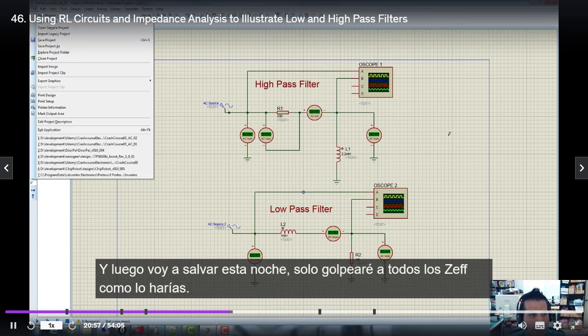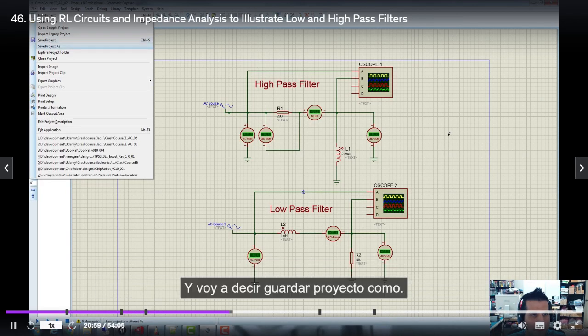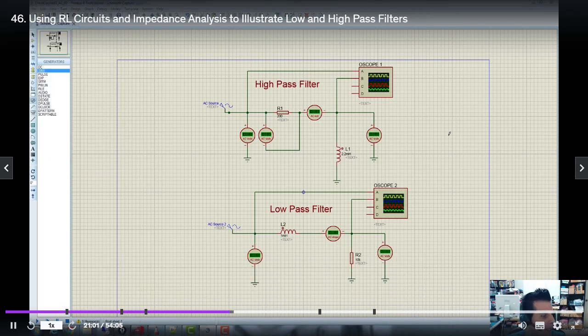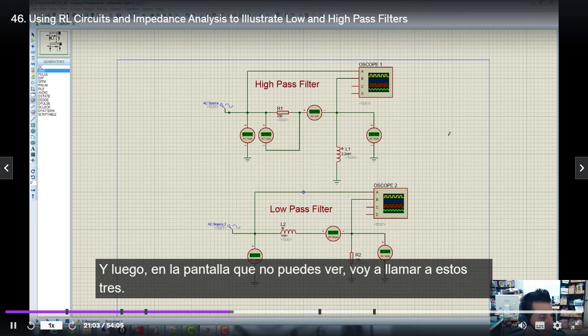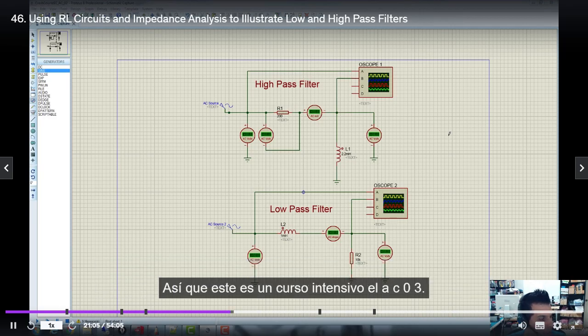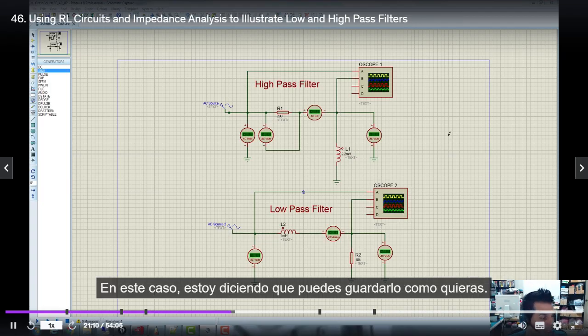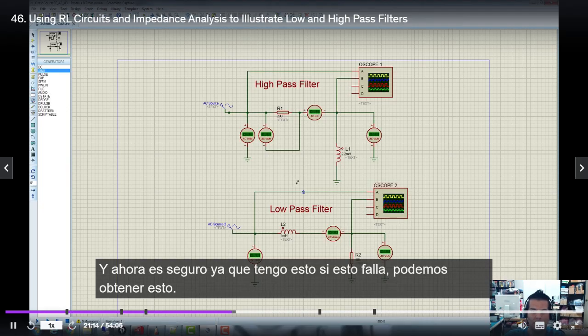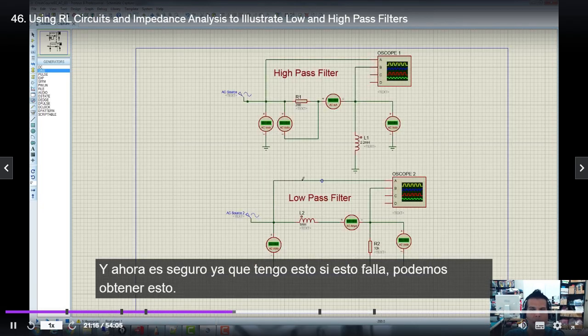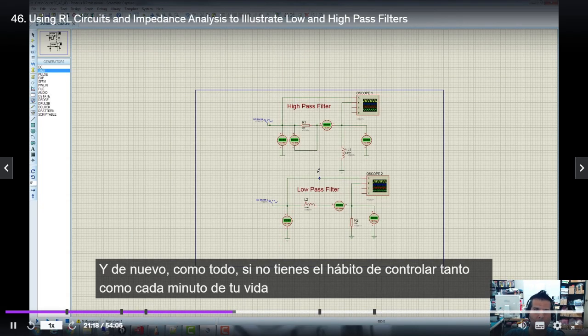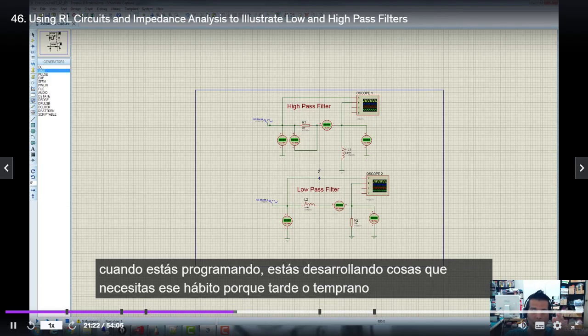So I'm going to just hit Alt F like you would, and I'm going to say save project as. And then on the screen that you can't see, I'm just going to call this 3. So this is Crash Course EE AC03. In this case, I'm saving it. You can save it as anything you want. Okay, and now it's saved. So now I have this. If this crashes, we can get this. And again, like anything, if you don't have a habit of Control S, Control S, Control S every minute of your life when you're programming or you're developing stuff, you need that habit.